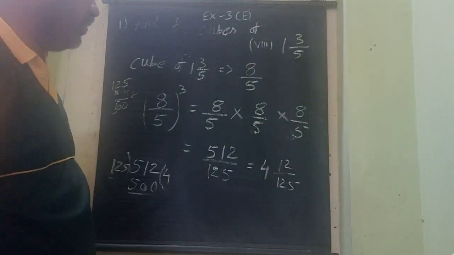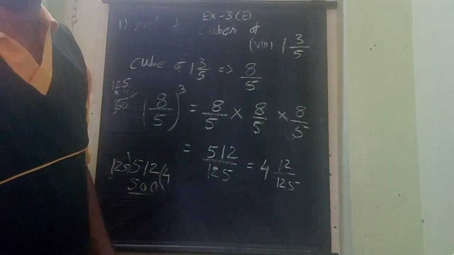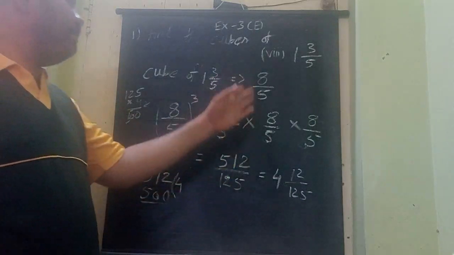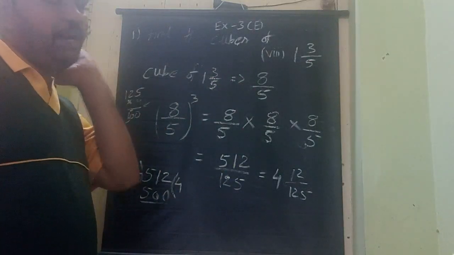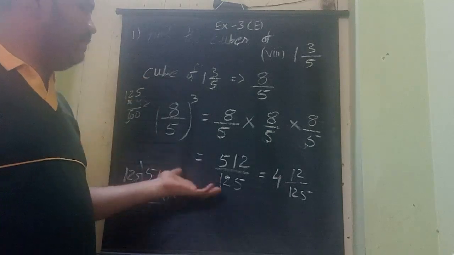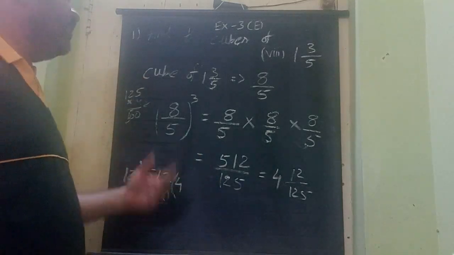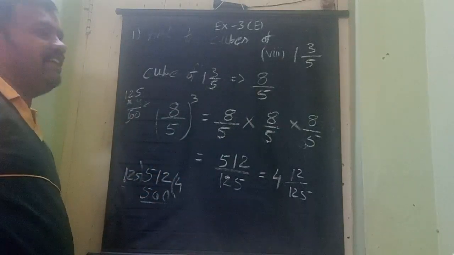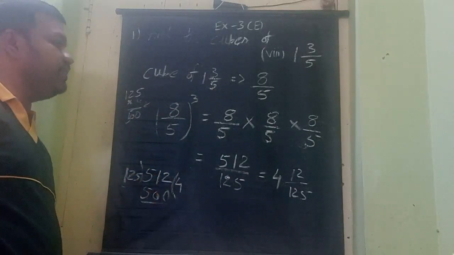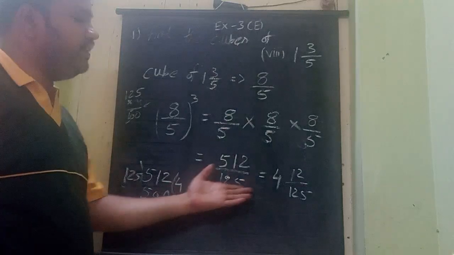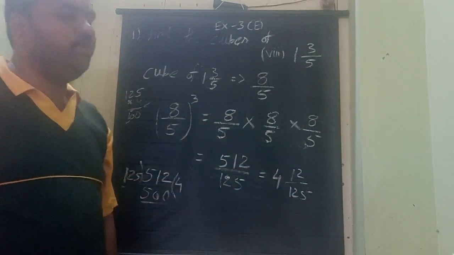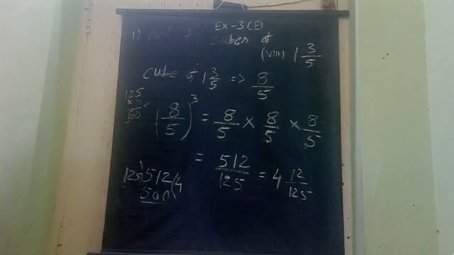We have to write it now. The cube of 1 3 by 5 is 8 by 5 into 8 by 5 into 8 by 5. 5 5s are 25, 25 5s are 125 in the denominator. The numerator is 8 into 8 into 8: 8 8s are 64, 64 8s are 512. Changing into mixed fraction form, 4 12 by 125. The answer for this sum is 4 12 by 125.